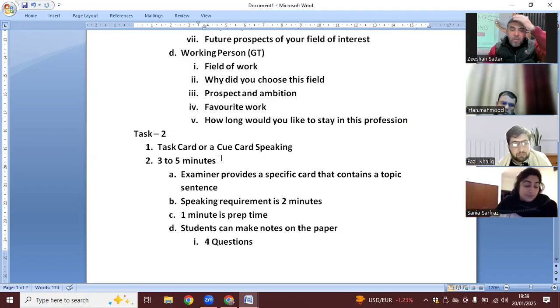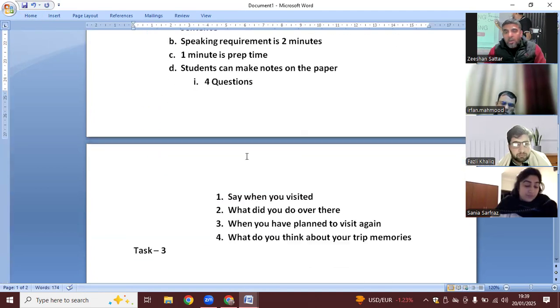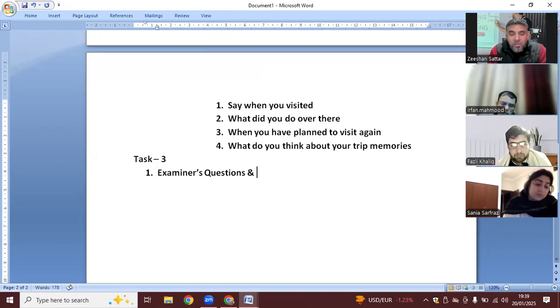Okay, so I'm going to make this red so that it looks a bit different for you, and it will be easy for you to recall. So then we enter into task number 3, and this task number 3 of the IELTS speaking exam is again the examiner's questions and answers section. It is once again. So what happens in this section?